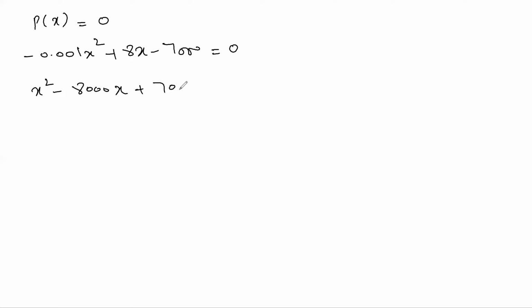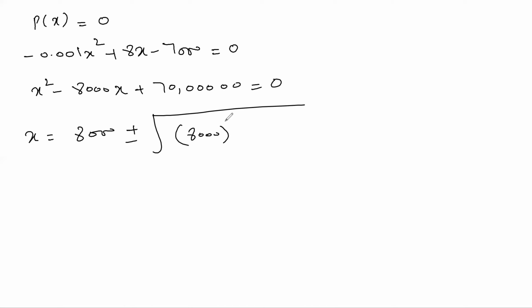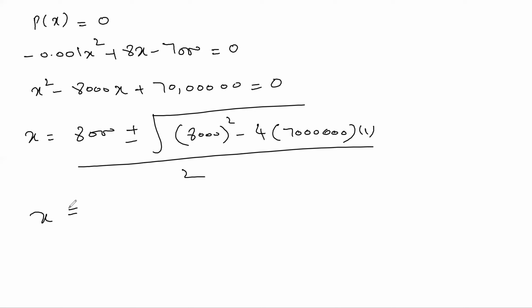plus 7 million equals 0. You can apply the quadratic formula: 8,000 plus minus the square root of 8,000 square minus 4AC, over 2. So when you solve this one, you will get 1,000 and 7,000.